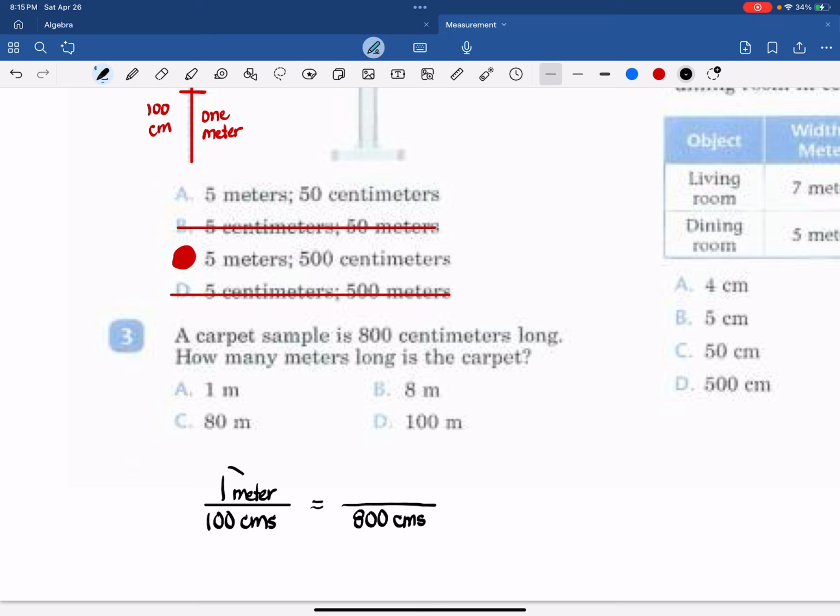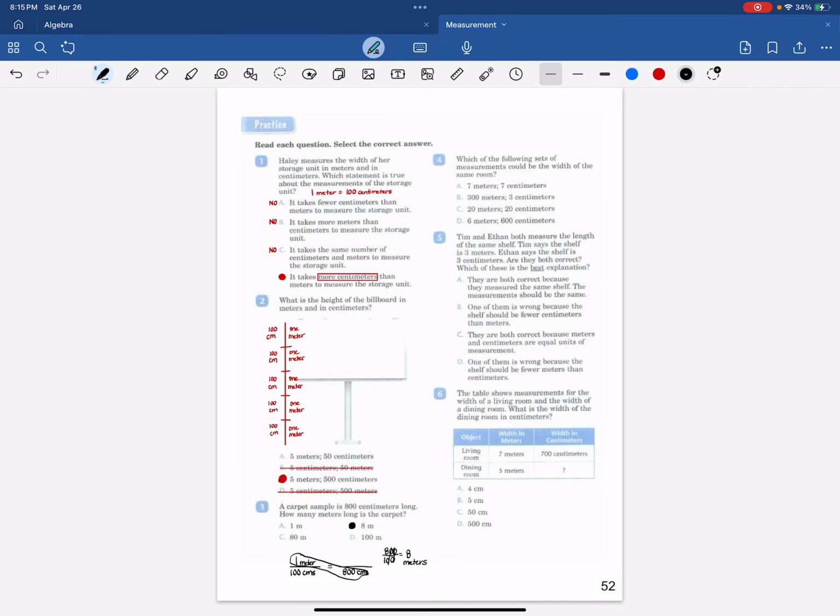And when you solve this proportion, you will have 1 times 800, which is 800, and divide that by 100. 8 divided by 1 is 8. That is equivalent to B, as in Bravo, 8 meters. This proportion method will always do a conversion for you if you need it.